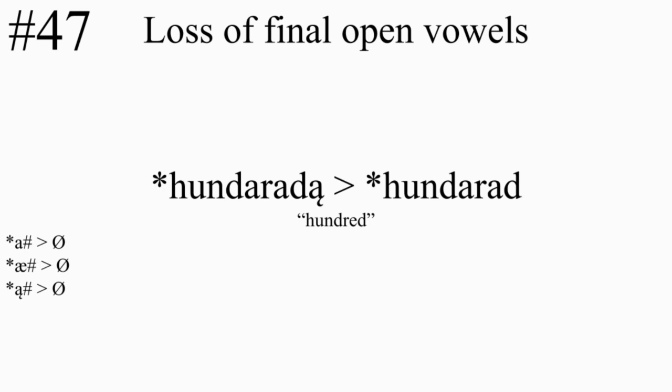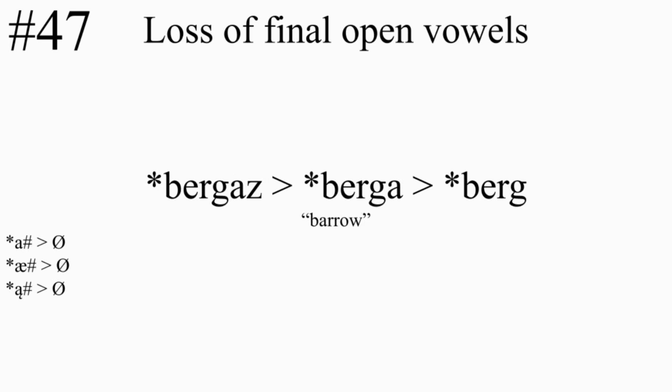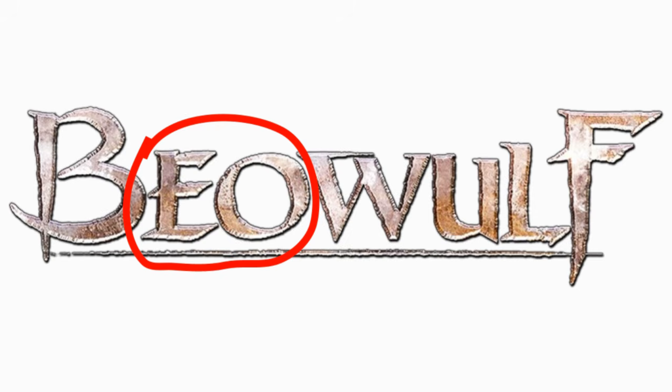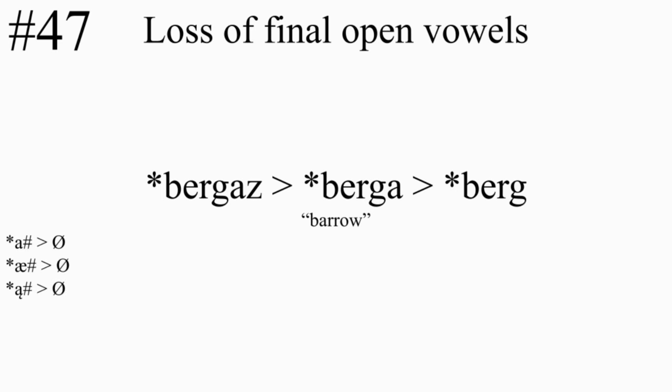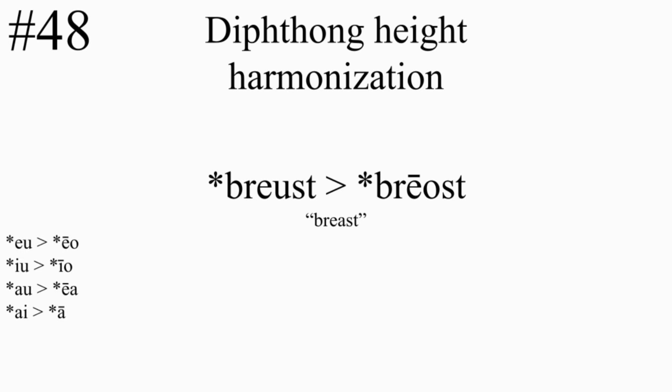so first things first, we're going to lose all final open vowels. That should mean we're solidly out of Proto-Germanic. The phoneme O is no doubt one of the most defining characteristics of Old English, but unfortunately it does not exist yet. We're going to fix that with diphthong height harmonization. O becomes O, U becomes ew, which is written as ew for some reason, and ow becomes ah.